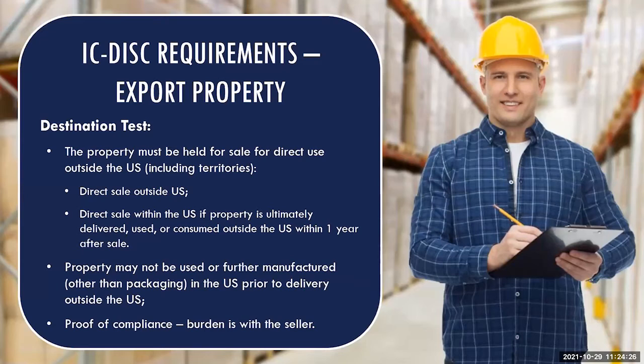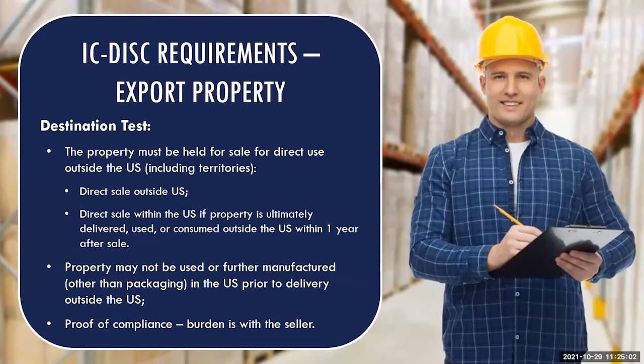A drawback though is that property cannot be used or further manufactured in the US prior to its export. So in the example of selling it to a US customer who's going to ultimately use the property outside the US, let's say they have some sort of use of that property in the US before they export. If that were to happen, then that would cause the manufacturer's sale to the customer to fail the destination test, because that property had been used in the US prior to its export.